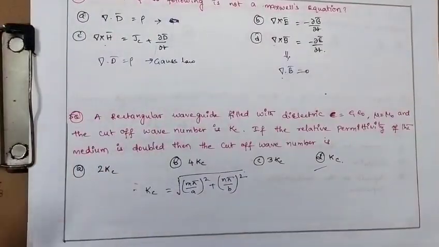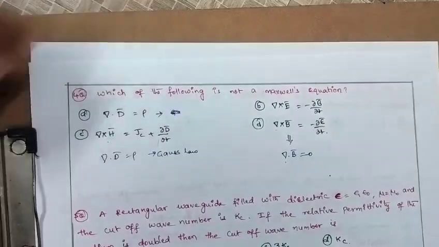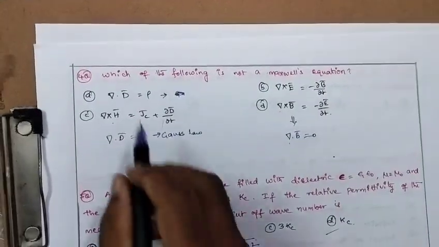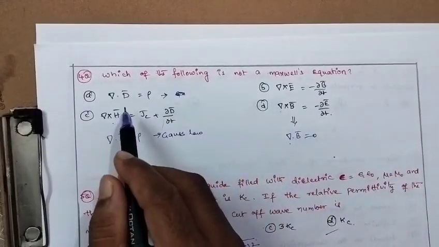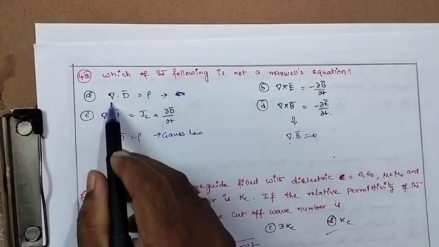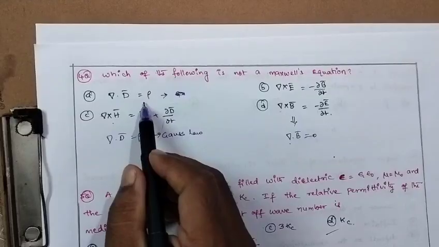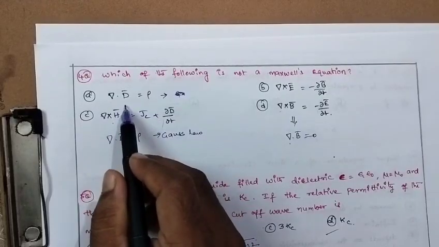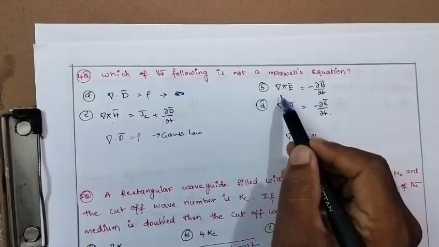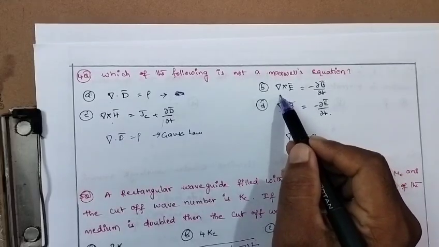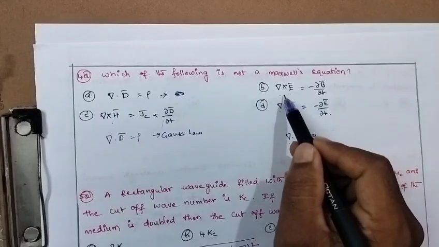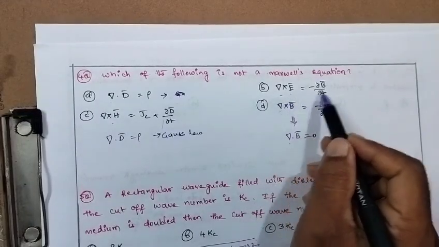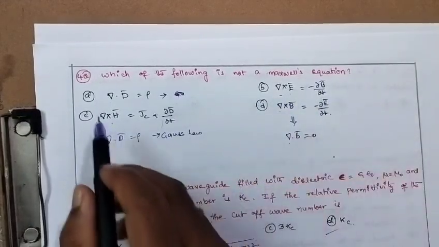Next question is, fourth question, which of the following is not a Maxwell equation? If you observe the four options given, first option is del dot D bar is equal to rho, which is the Gauss law in electrostatics, which is correct, one of the Maxwell equations. Second option, del cross E bar is equal to minus dB by dt, which is Faraday's law, right? Which is also a Maxwell equation, correct.